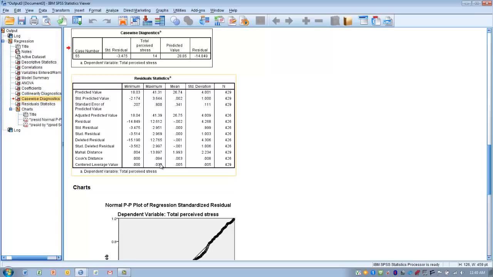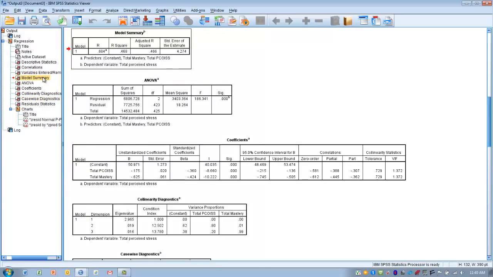So our next step then is to actually evaluate the model. So we want to go to the model summary box. So we click on that, and that'll take us to the model summary. Okay, and we want to check the value given under the heading R square.